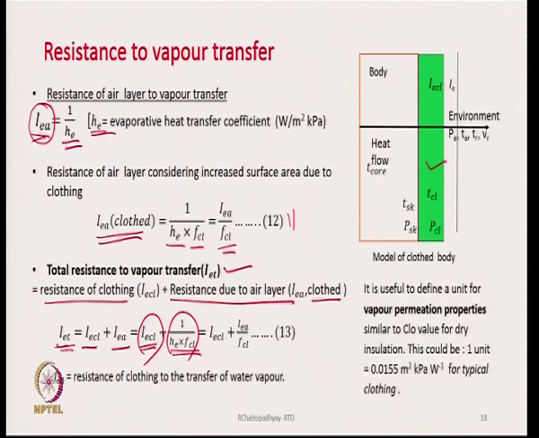So, it is useful to define a unit of vapor permeation properties similar to the clo value for dry insulation. This could be one unit, and this is 0.155 meter square kilopascal per watt for a typical clothing.